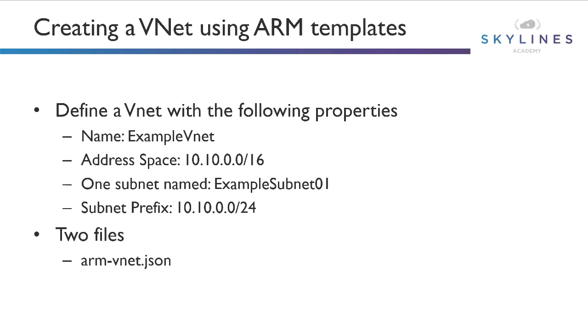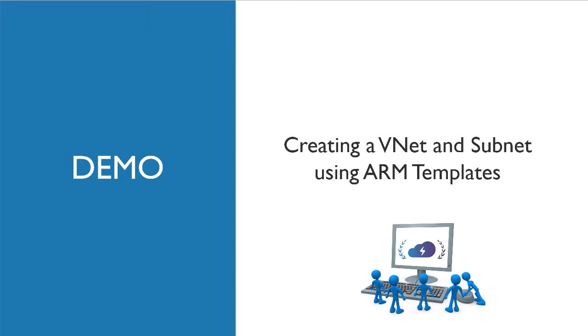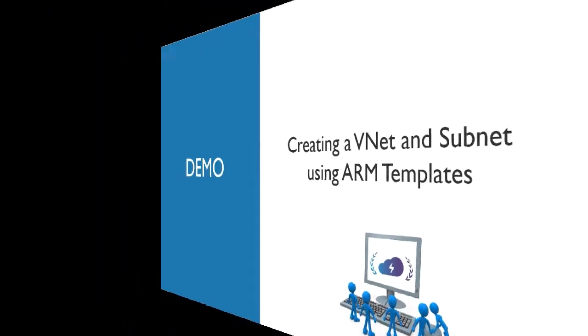We're going to have the ARM Vnet file, and this is going to be the template file. So it's going to have all of the constructs essentially for creating the Vnets and the subnets in there, but we're also going to pass it a parameters file. And that parameters file is going to have the specifics, namely the Vnet name, the address space, as well as the subnet name and the subnet prefix. Now that we've talked about this, let's go into the portal and let's demonstrate it.